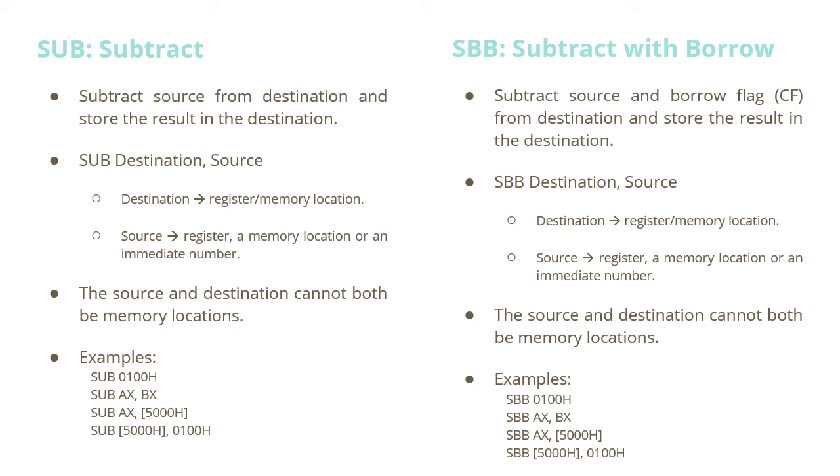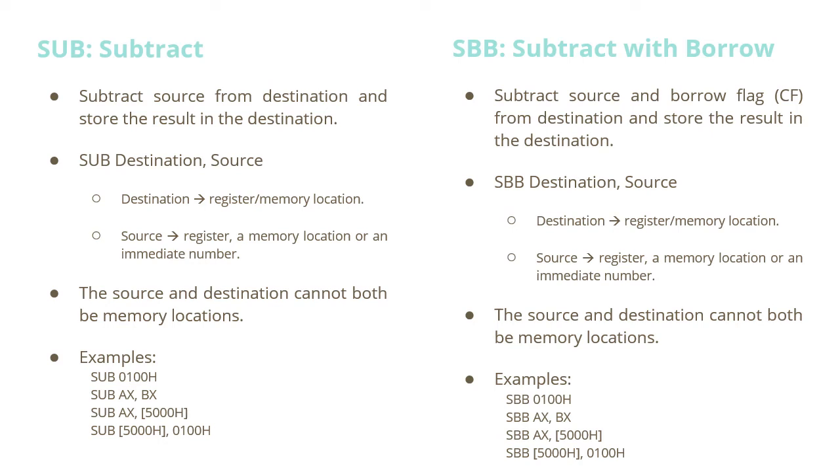Next is SBB AX, BX, where the contents of BX is being subtracted from AX, and in addition to that a value of 1 will also be subtracted, depending on the value of the carry flag, and the resulting final result will be stored in the AX register.